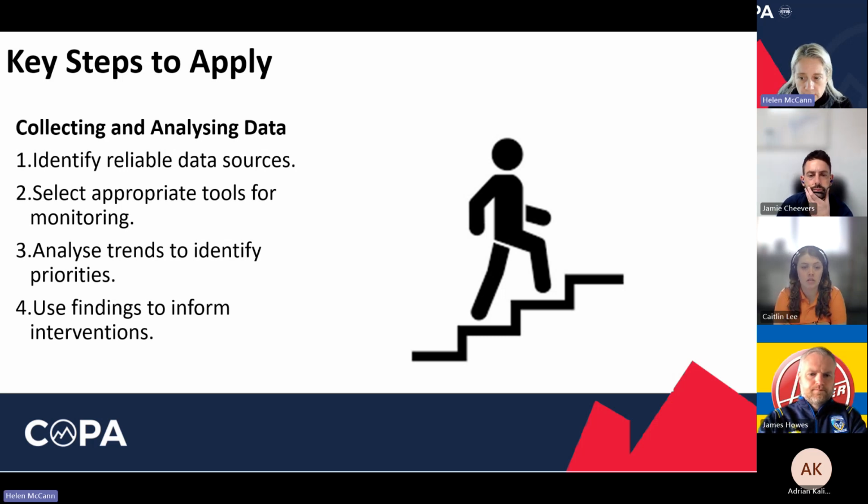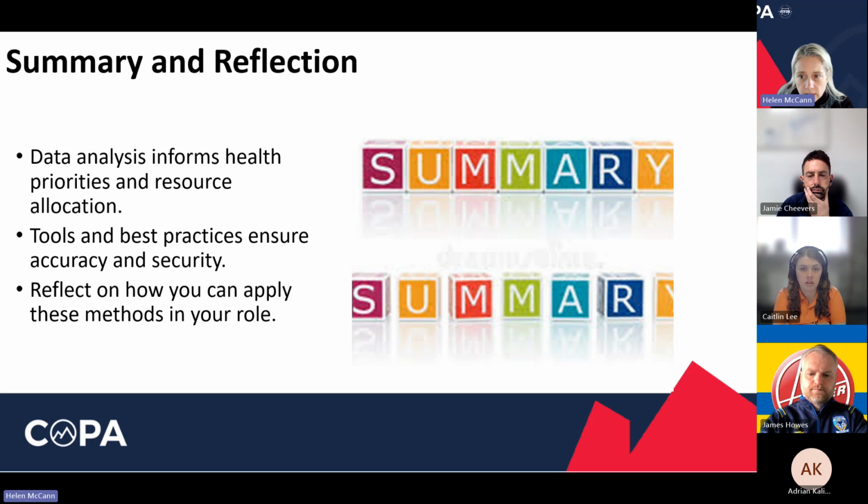So just to have a little summarise and reflection. We've looked at data analysis, which is crucial for setting priorities and allocating resources, and best practice ensures accuracy and confidentiality when managing data. So the insight from today can directly enhance your approach to data in your role. Reflecting on these principles will help you make evidence-based decisions that improve outcomes. Any questions about activity 22? No.